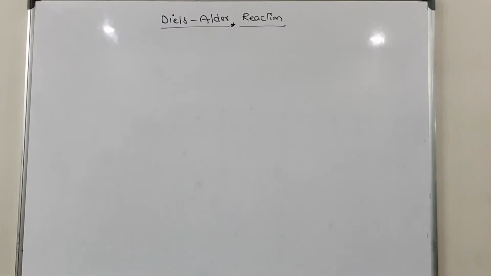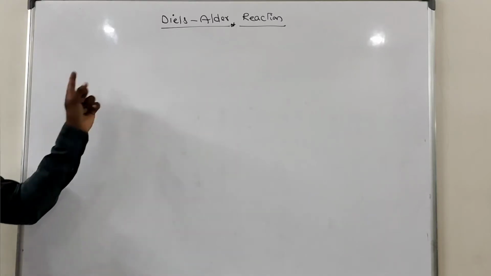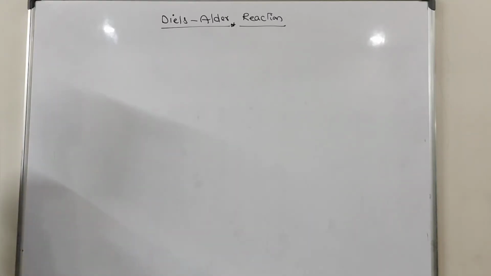Dear students, today's named reaction is the Diels-Alder reaction. This is an addition reaction, addition of unsaturated compounds, or addition of a conjugated diene to a second unsaturated compound results in the formation of a cyclic compound.